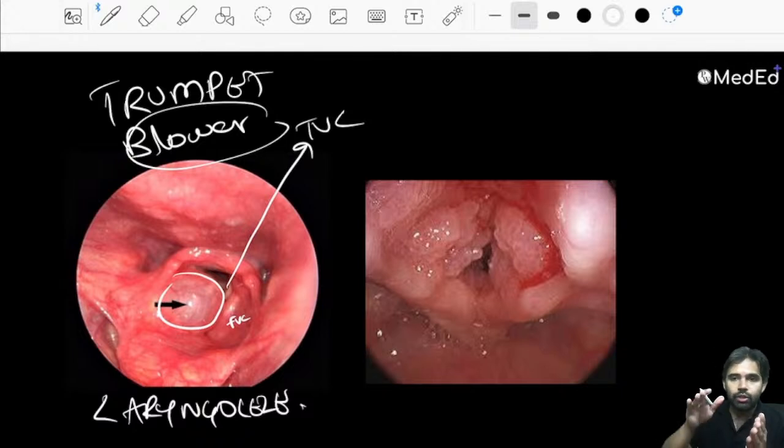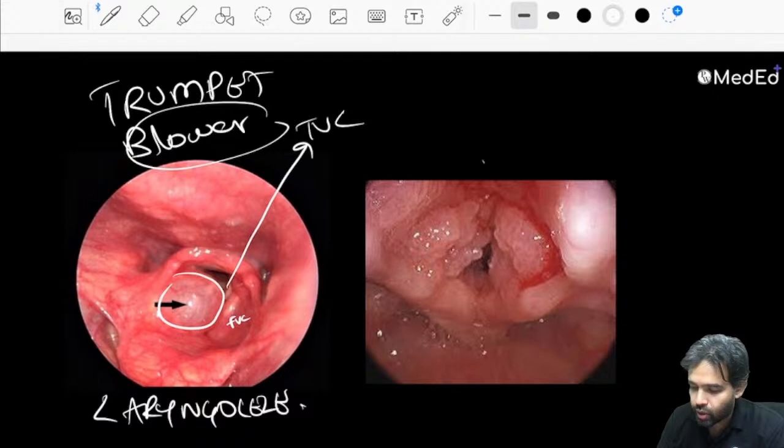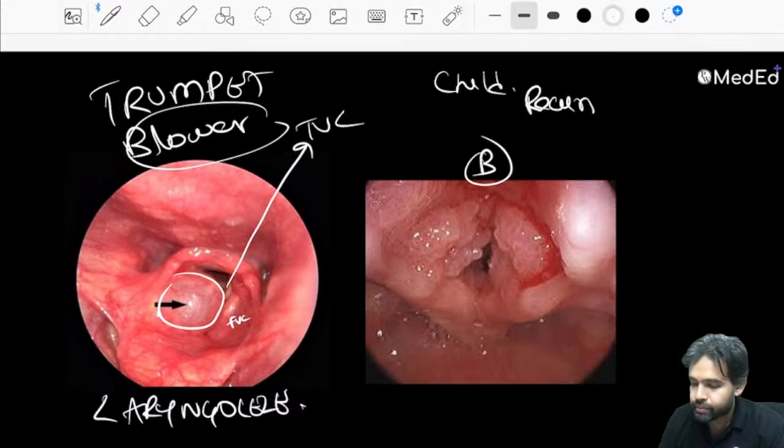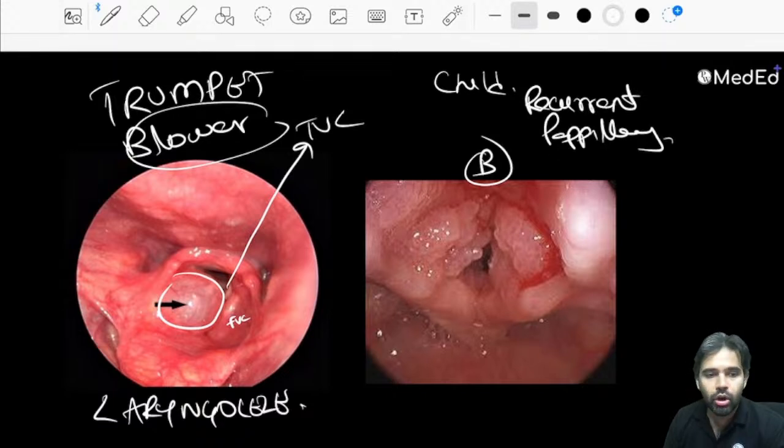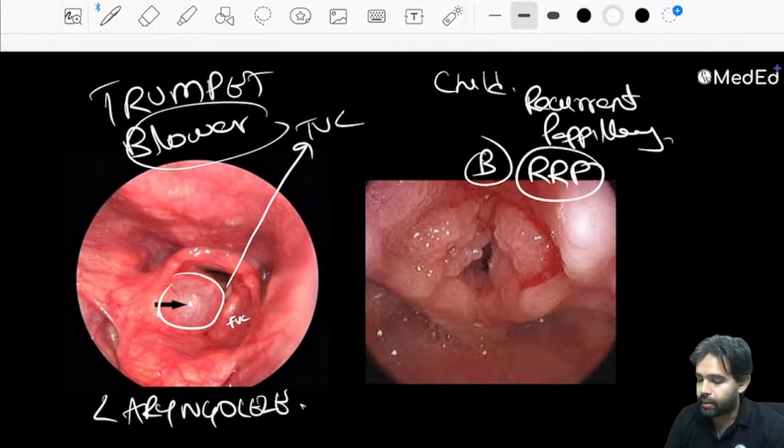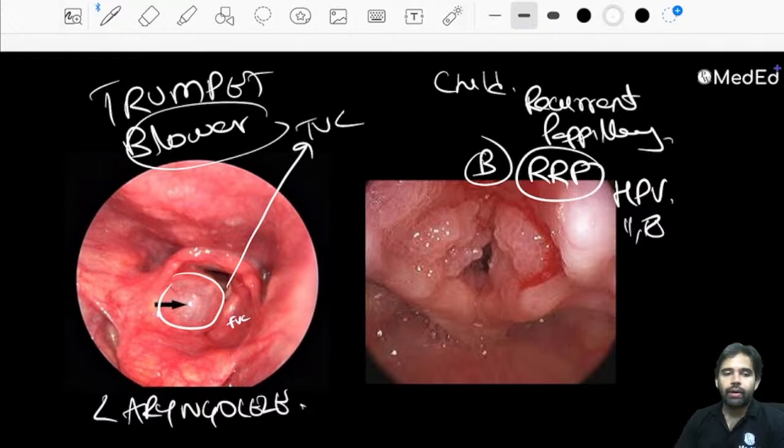It comes out from the ventricle, the space between the true and false vocal cords. And if they give you this option of B, where it is a child with recurrent papillary growths, this is called recurrent respiratory papillomatosis. This is caused by human papillomavirus, I think 11 or 18. We can double check that, but you will see these recurrent papillary growths that are there.